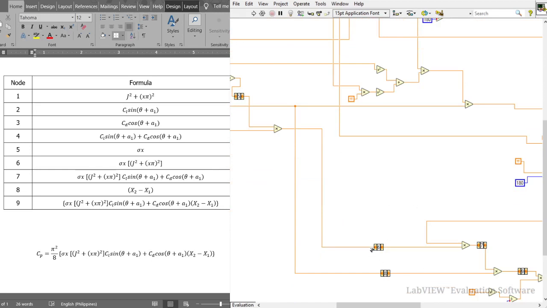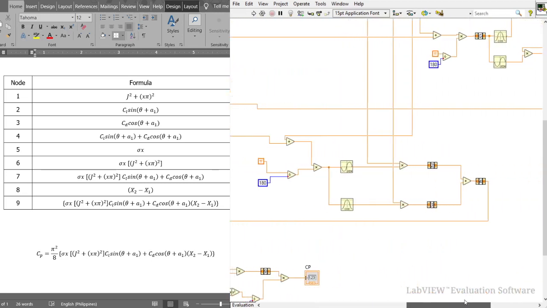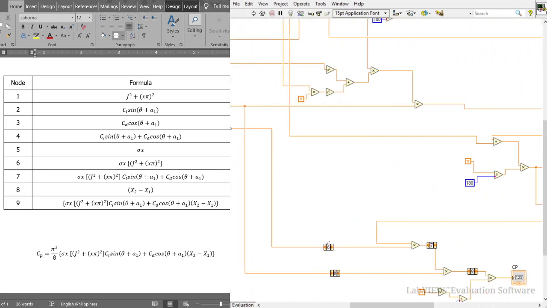Node 6 is then multiplied by node 4, and the product is node 7. Node 8 is x sub 2 minus x sub 1. Multiplying node 7 by node 8, we get node 9.